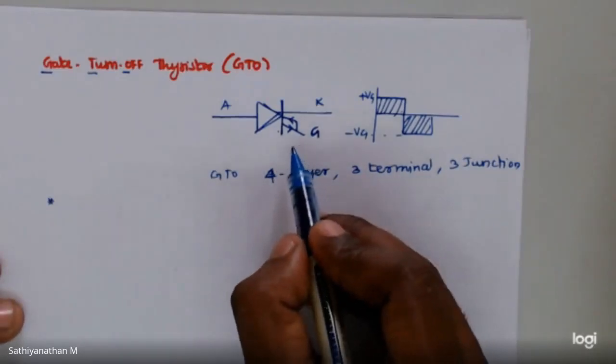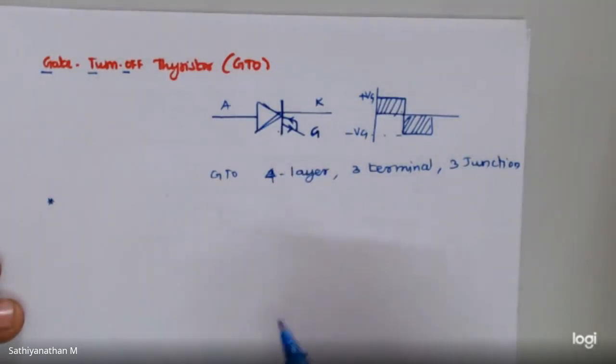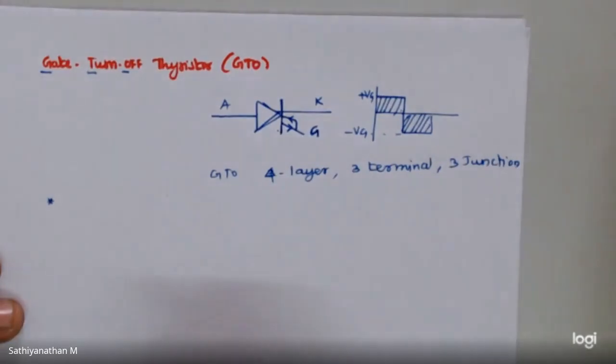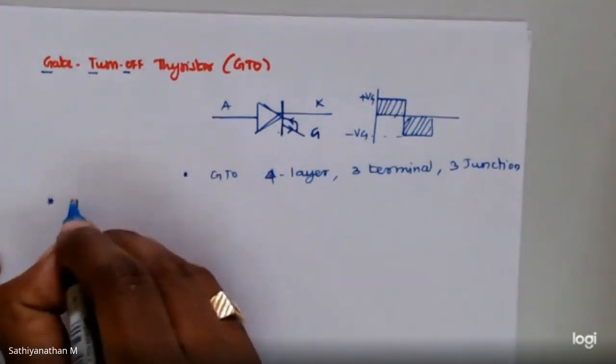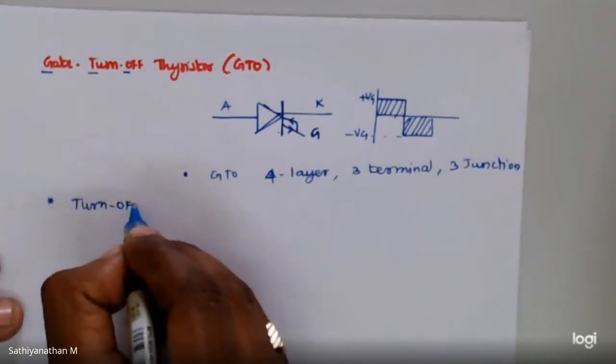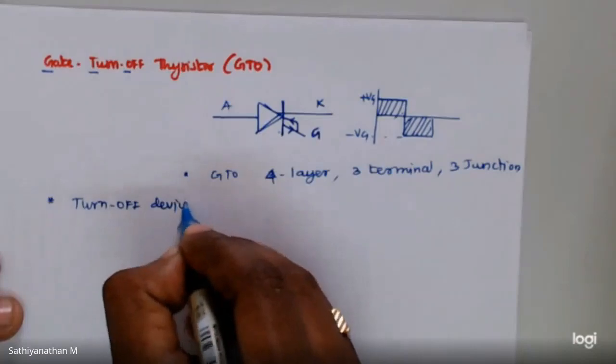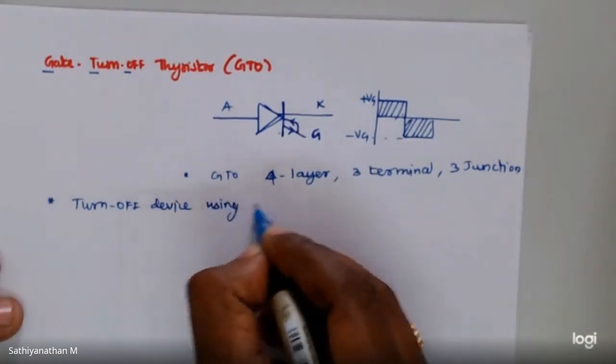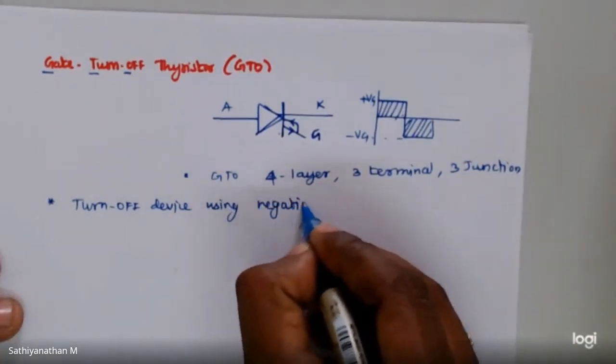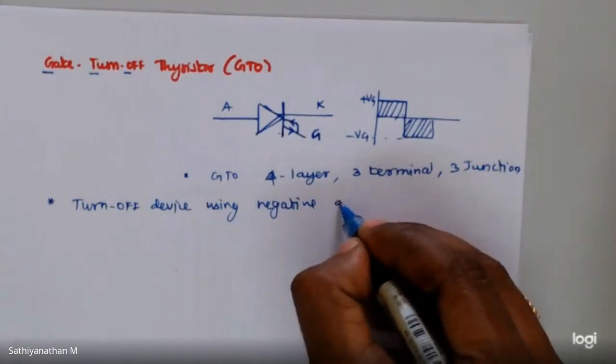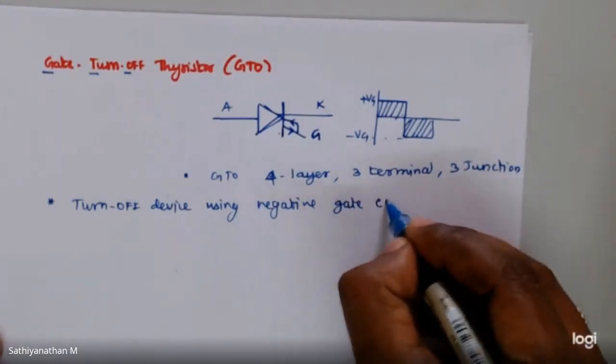So GTO is nothing but it has the structure of a thyristor. The only difference is we are able to turn off the device using a negative gate pulse, or negative gate current.